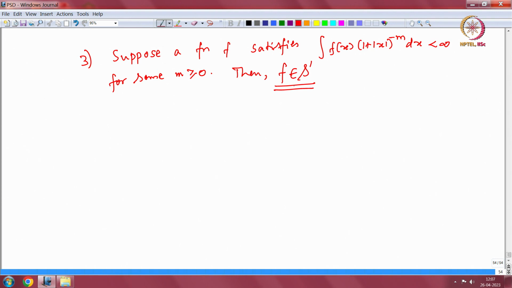We have already seen that all Lp functions are tempered distributions. More generally, you can also introduce, instead of f, a measure here. So instead of f you can put a measure, provided this function is integrable with respect to that measure.